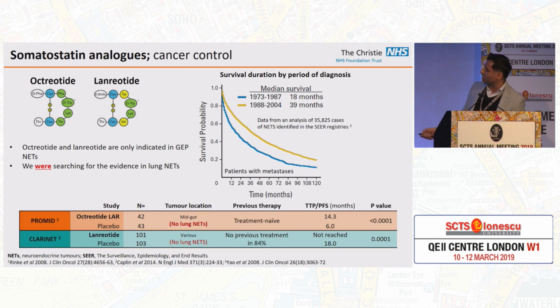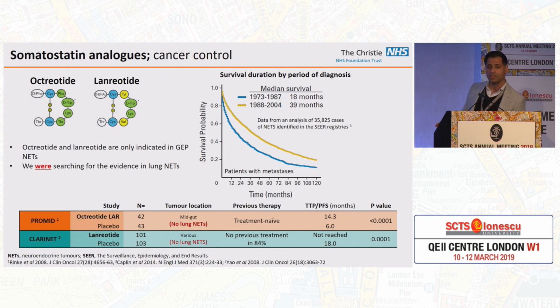And this kind of data led to two trials, which have been briefly alluded to in previous talks, the PROMID and the CLARINET trials, both testing octreotide and lanreotide, with primary endpoints being progression-free survival. And we know that even if a person doesn't have syndrome, if you give them these drugs, they live longer. So these have become standard of care now for pancreatic NETs and small bowel NETs, but they are, strictly speaking, not licensed for this use in lung NETs because neither of these studies involved pulmonary NETs.